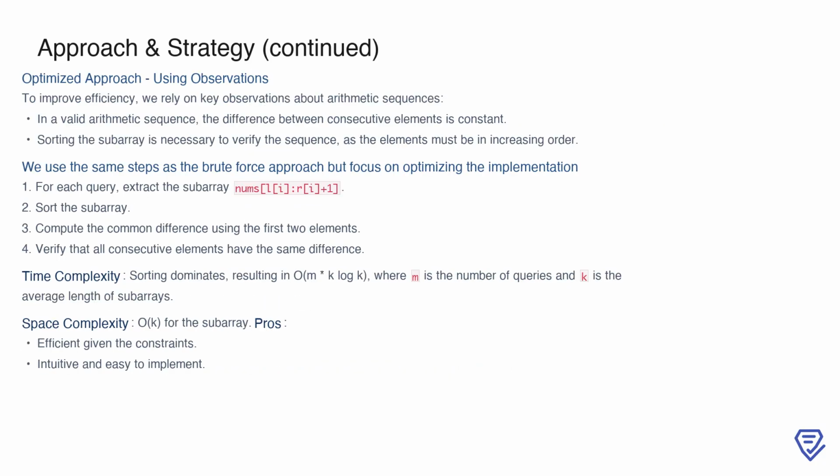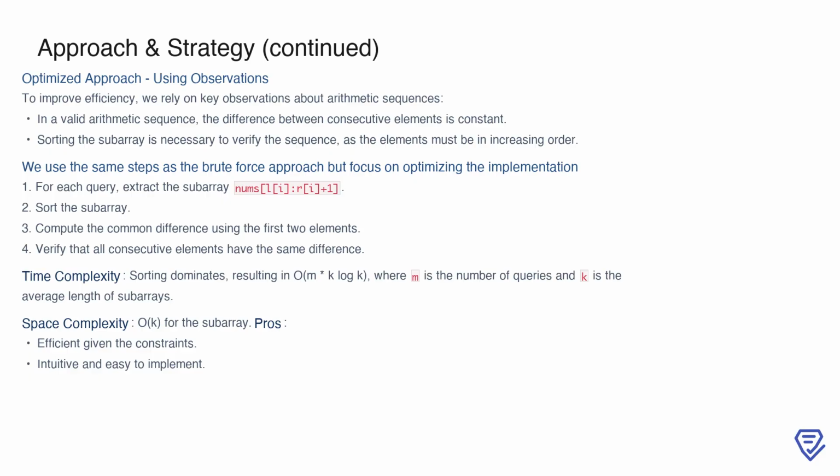Now, we consider an optimized approach that builds on the brute force method while leveraging key observations about arithmetic sequences to improve efficiency. In any valid arithmetic sequence, the difference between consecutive elements must be constant, and sorting ensures that the elements are in the correct order to verify this property. The process remains similar. For each query, we extract the subarray, sort it, calculate the common difference using the first two elements, and confirm that all consecutive elements share this difference.